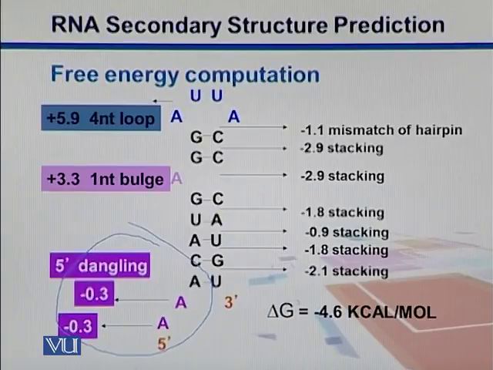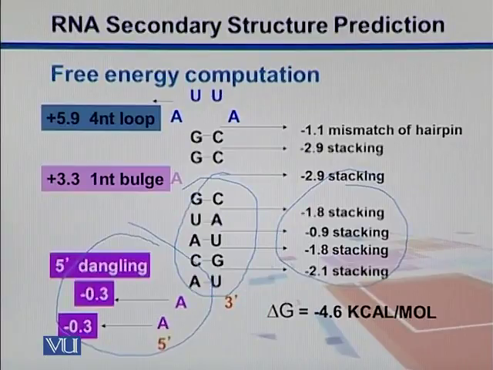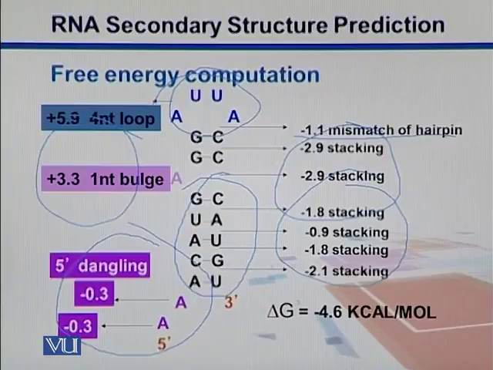For example, if we look into all these stacked pairs, the more the stacked pairs, the lower the energy of the system. So we have stacks which are good, and then the mismatch also has a lower energy, but not that much lower. But obviously those loops and those bulges raise the energy of the system, so they can cause instability. The overall delta G for this molecule is negative 4.6.